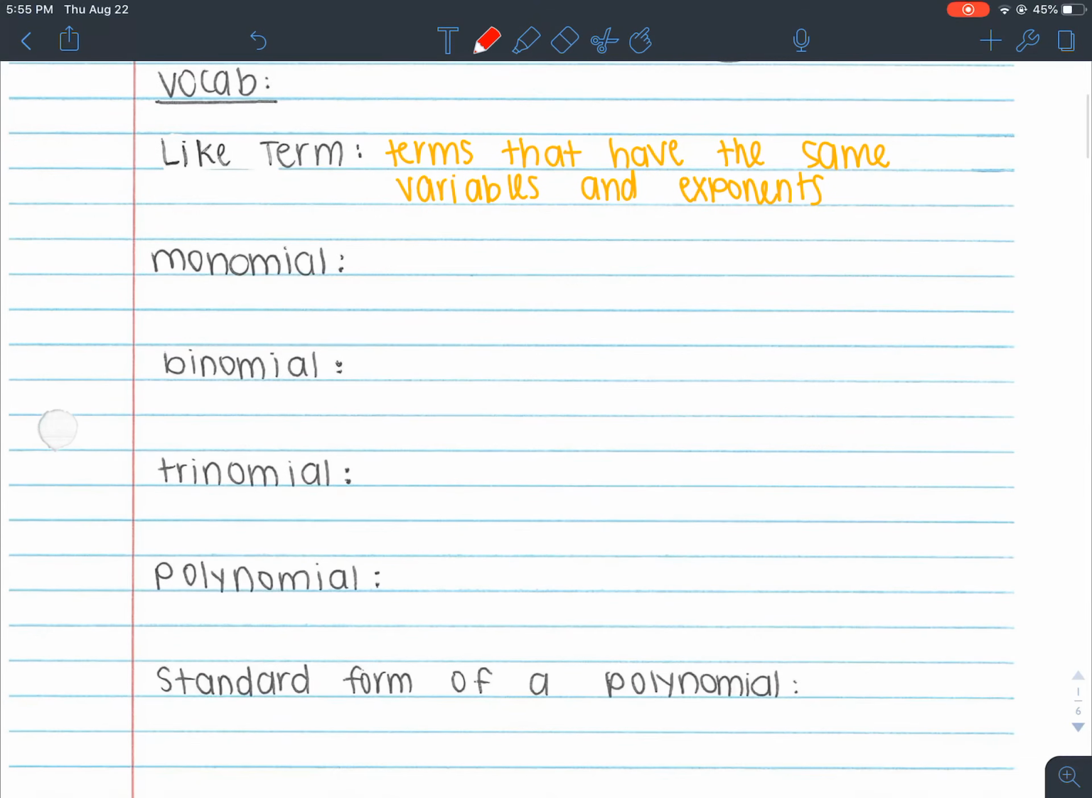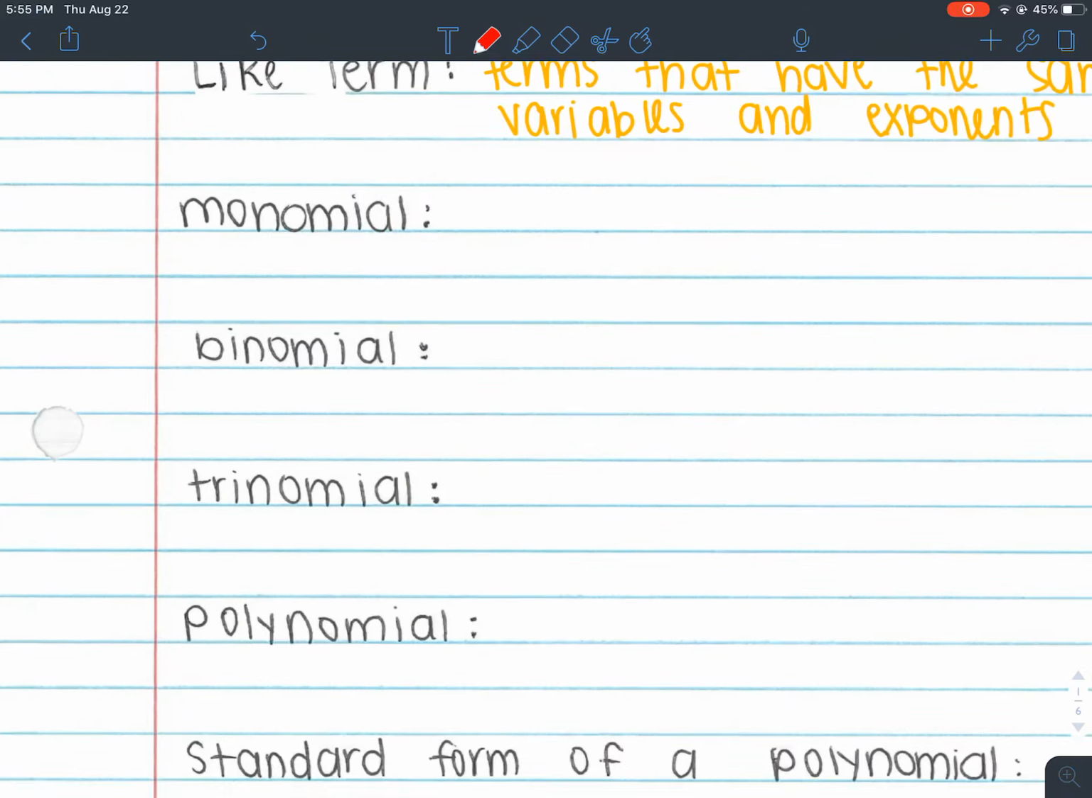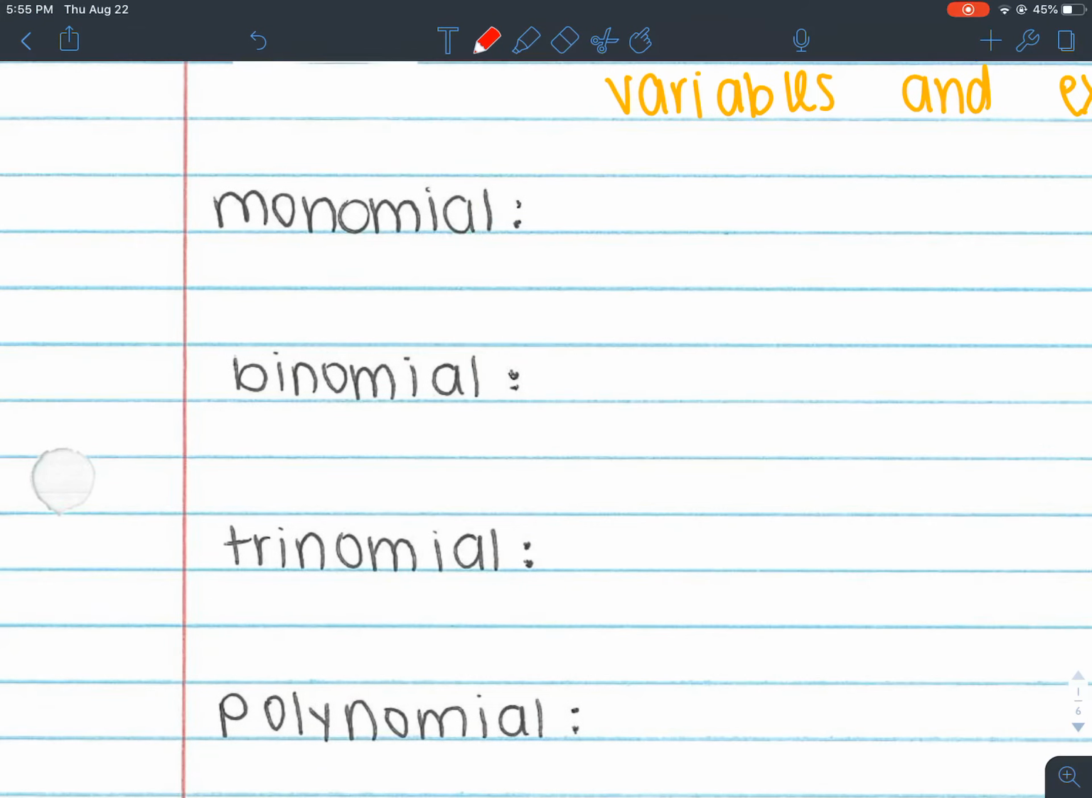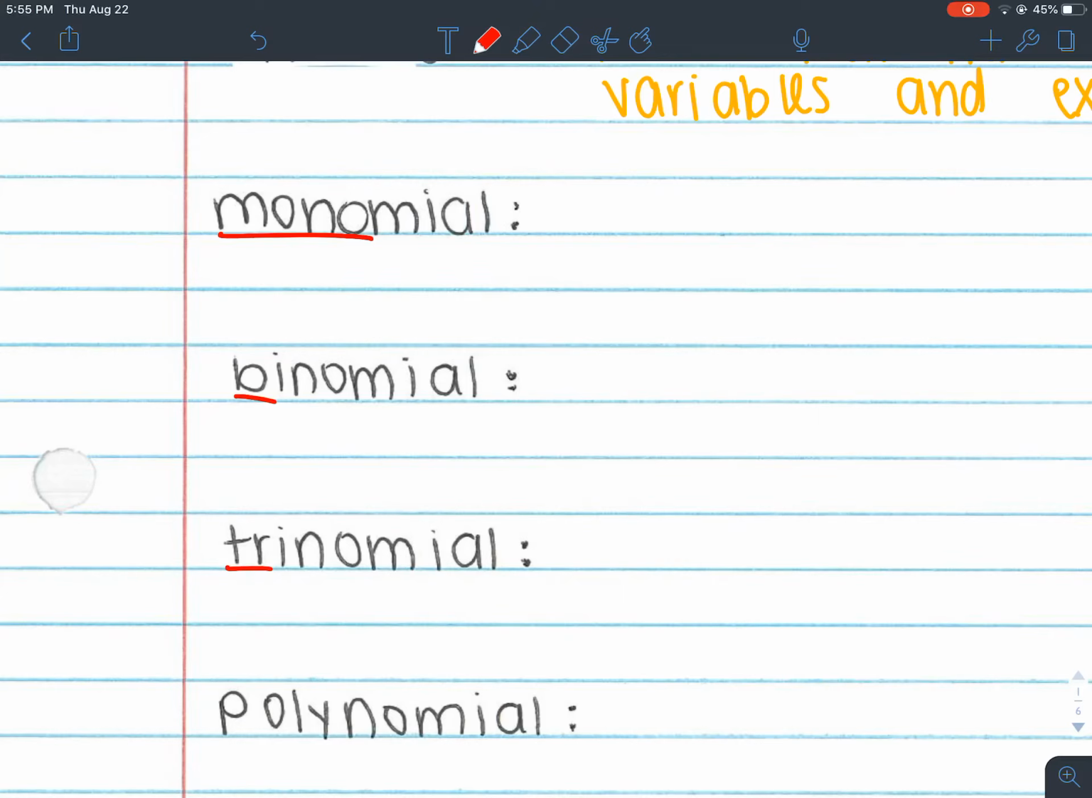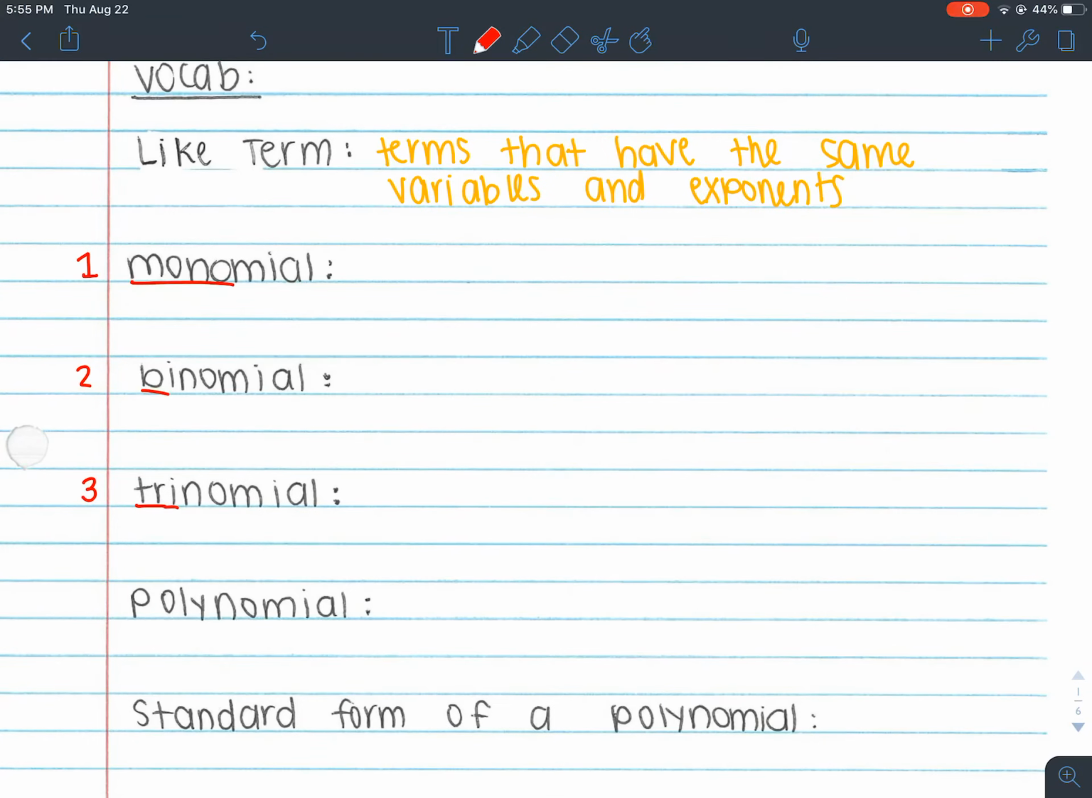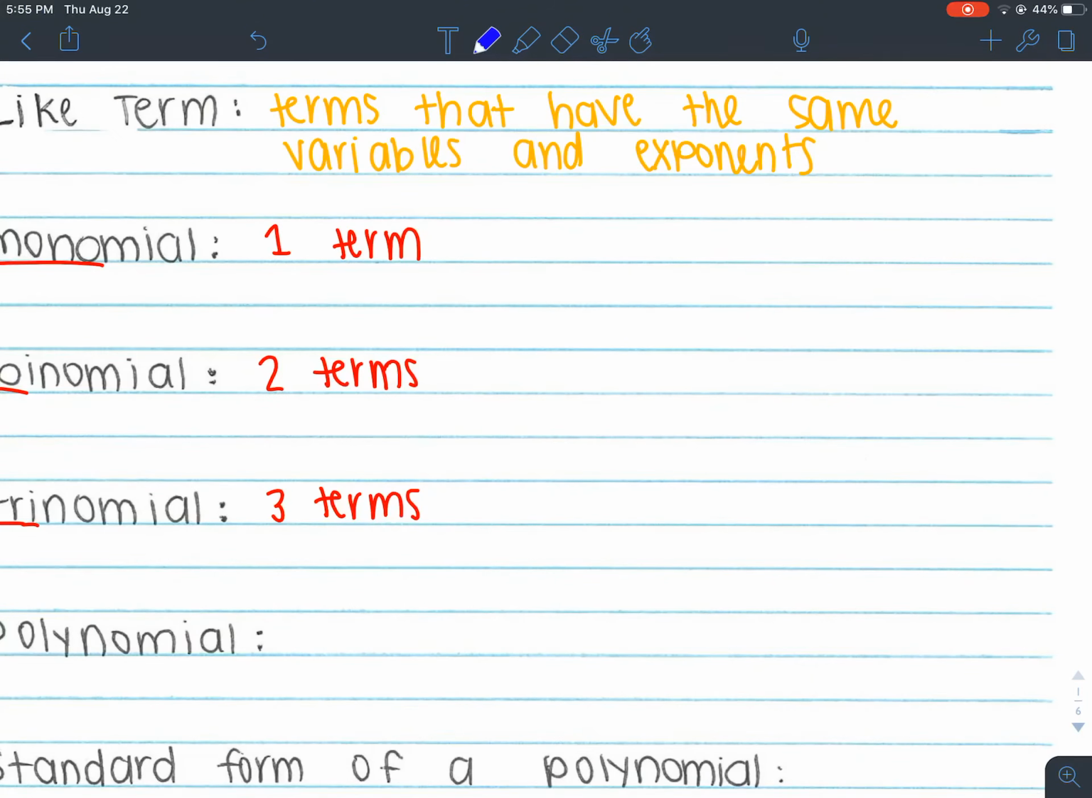All right, so these are some new words we have down here, which is monomial, binomial, trinomial, and polynomial. If you look at these three here, we have mono, bi, and tri. So mono means one, bi means two, and tri means three, just like a bicycle or a tricycle. So a monomial is going to be one term. Okay, and then a binomial would be two terms, and a trinomial is three terms. And I'm going to give you some examples of what those are.